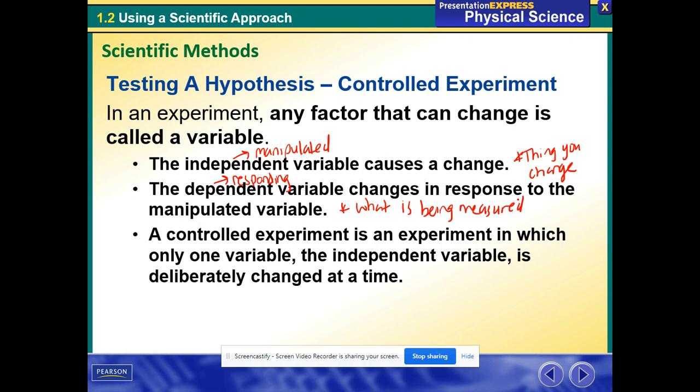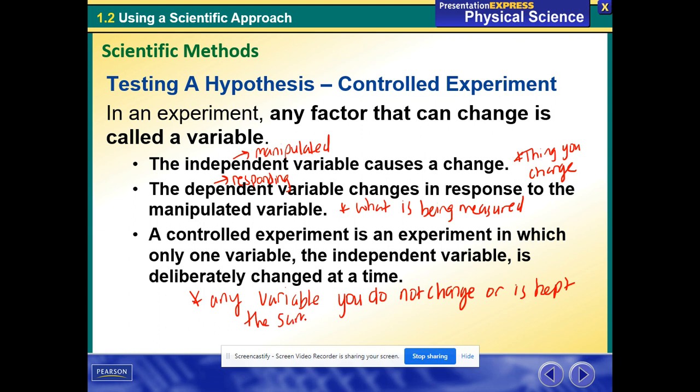These all go into something known as a controlled experiment. Typically, a controlled experiment is an experiment in which only one variable is changed, and that variable is going to be the independent variable. All the others are kept the same. So any variable you do not change or is kept the same are called constants or controls.